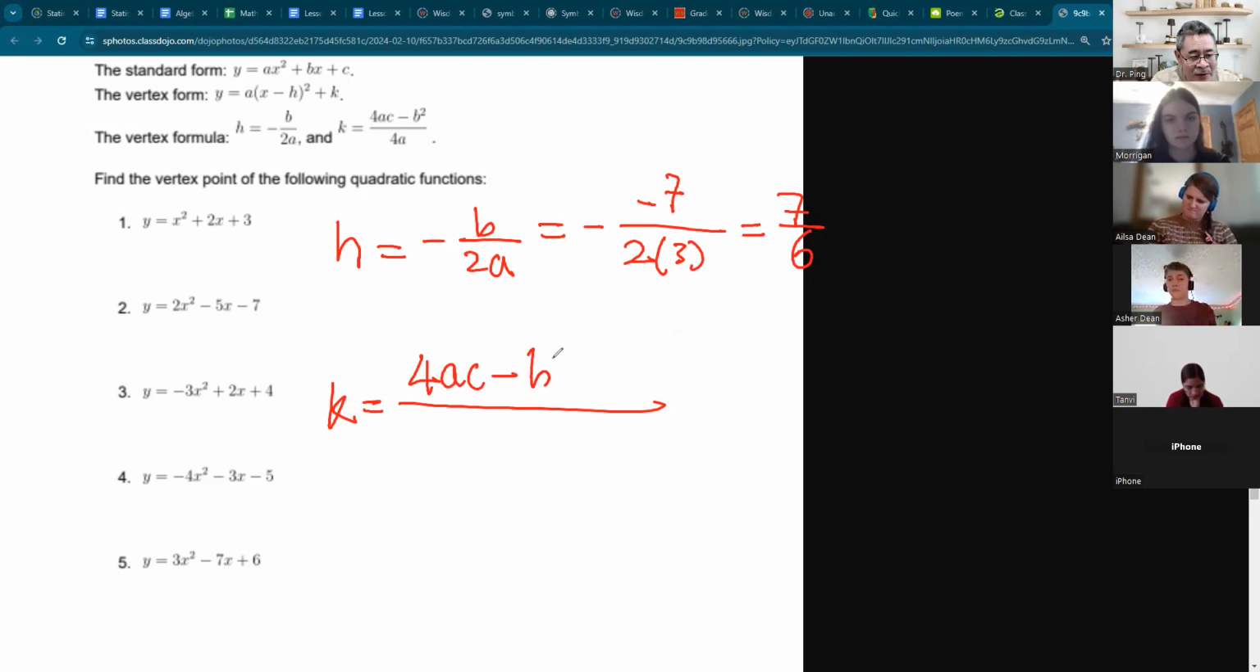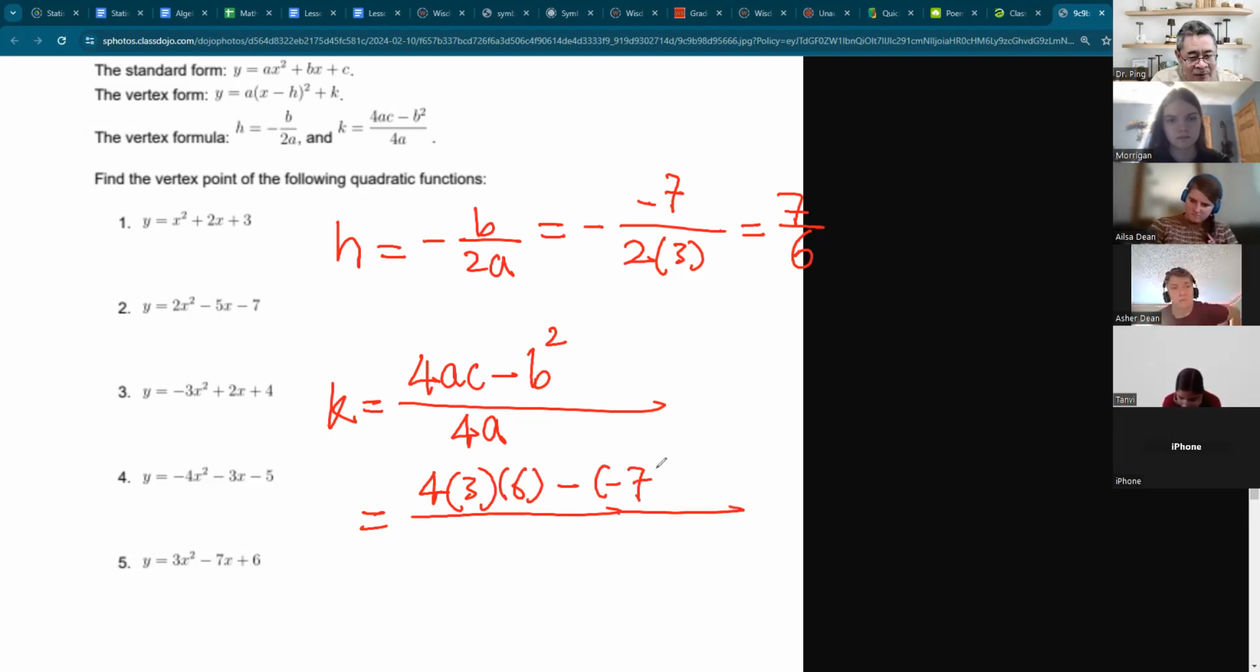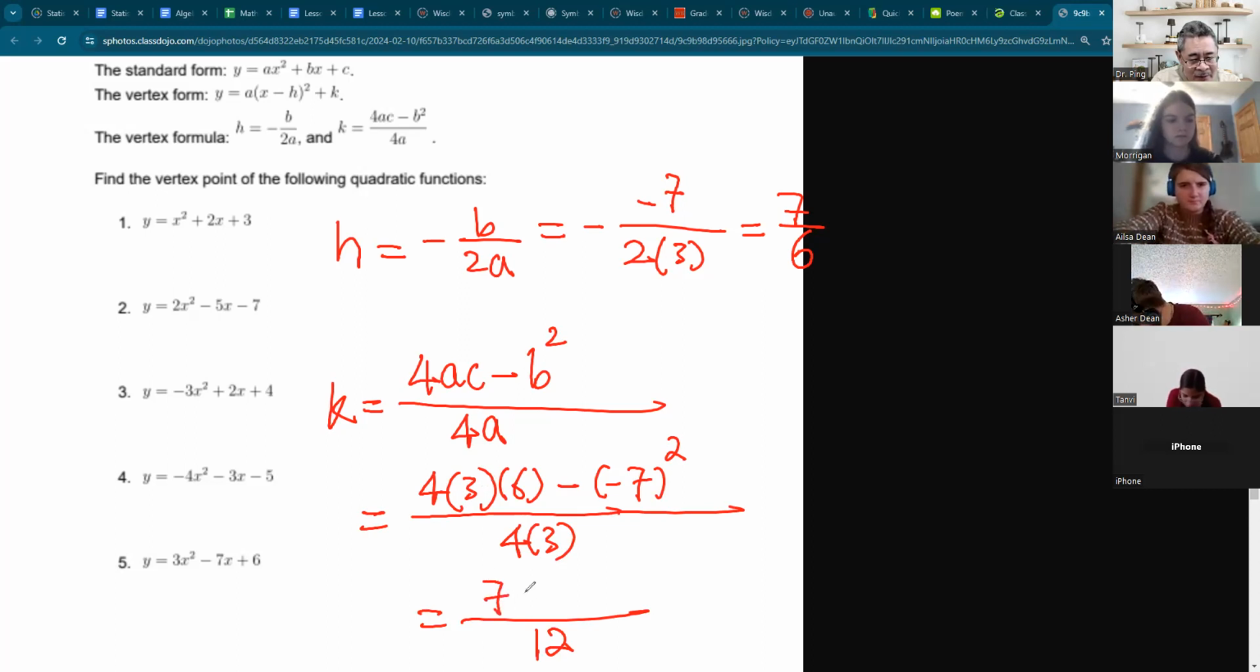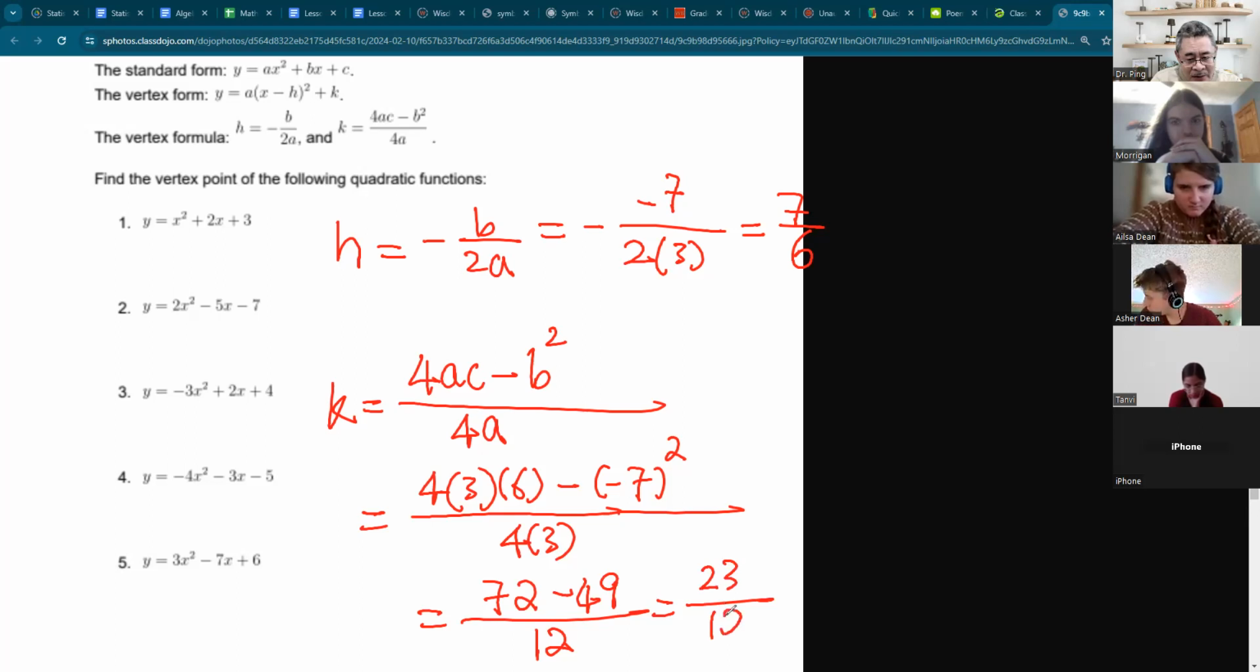And the K: 4AC minus B squared over 4A. We got here 4, our A is 3, our C is 6, minus negative 7 squared, over 4A. A is 3, so the bottom we got 12, since 4 times 3 is 12. 12 times 6 is 72. We still have minus, and this is 49. So what we got here is 23 over 12. So our K is 23 over 12. So the vertex point is this.